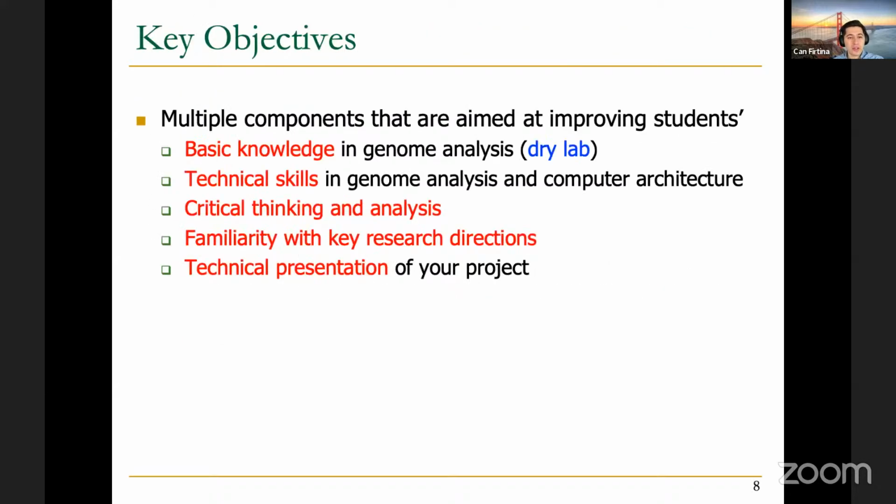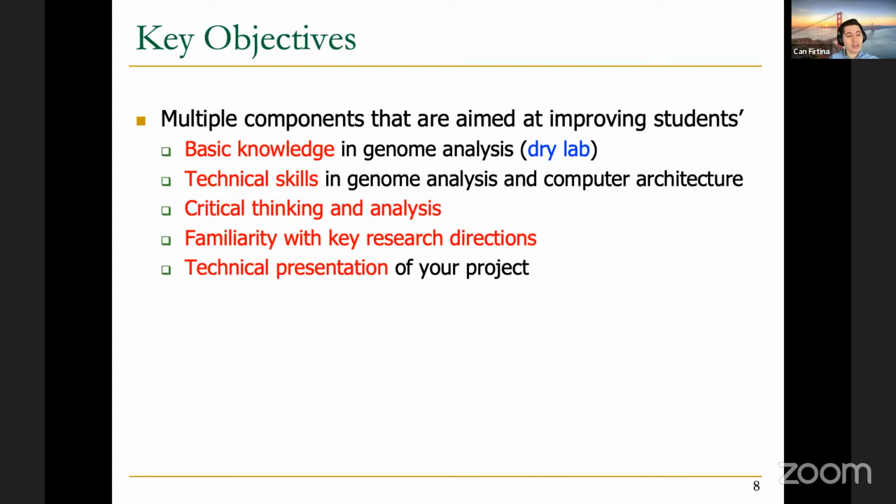So what are the key objectives that we hope the students are going to achieve by the end of the semester? Hopefully all the students are going to improve their basic knowledge in genome analysis, which is done in dry lab using computers, not the wet lab part. Because they're going to be following the lectures and working on a project, hopefully eventually they're going to learn more about genome analysis.